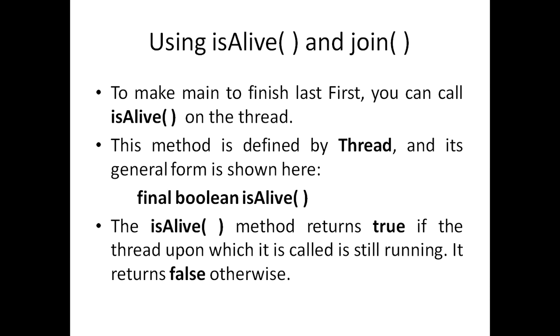To make main finish last, first you can call the isAlive method on the thread. The method is defined by Thread and its syntax is: final boolean isAlive. Remember, final is a keyword we use to say that it's a constant method. The isAlive method returns true if the thread upon which it is called is still running, and it returns false once it terminates its assigned task.